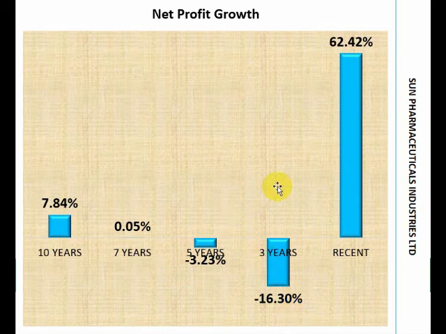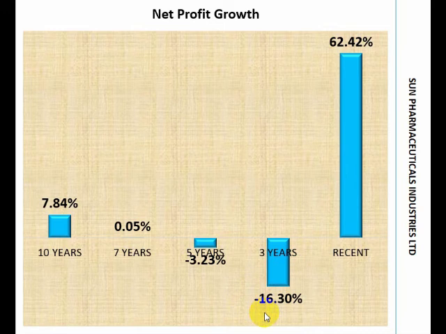We want to see a positive growth rate as we saw earlier in the sales. It's a big red flag if there is a degrowth in the net profit rate, which we see over the last 5 years, where it has gone into negative. In fact, in the recent 3 years, the growth rate in the net profit has fallen by 16.3%. So there's a degrowth in the net profit.